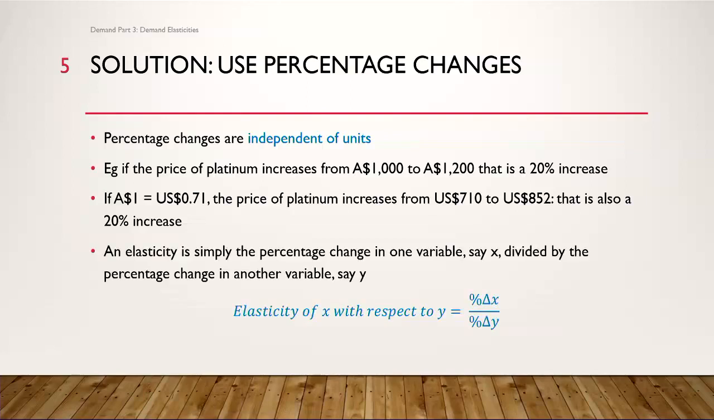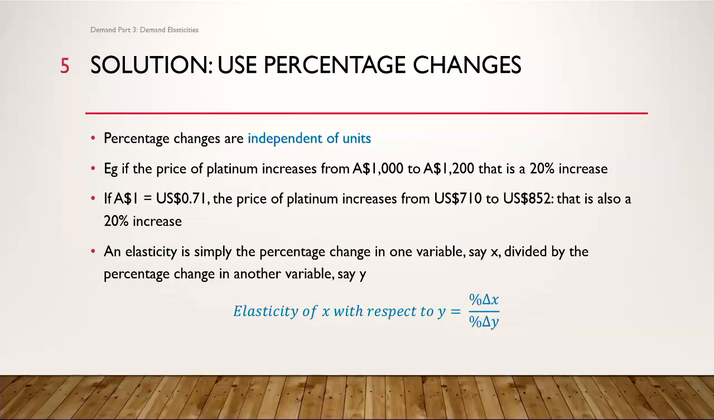Okay, so we want to talk about how the quantity demanded changes when we change another variable. We're going to use percentage changes rather than actual unit changes, so we can eliminate this problem of units of measurement. That's why we're going to use what we call the elasticity measurement rather than actual units. We define the elasticity of x with respect to y as simply the ratio of the two percentage changes: percentage change in x divided by percentage change in y. So you can create an elasticity for any two variables as long as you can calculate the percentage changes in those variables.